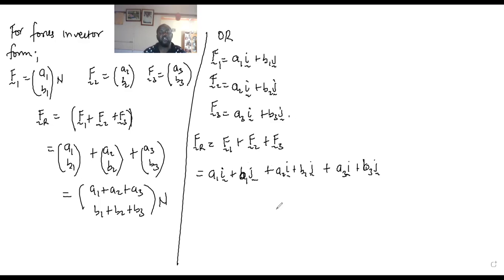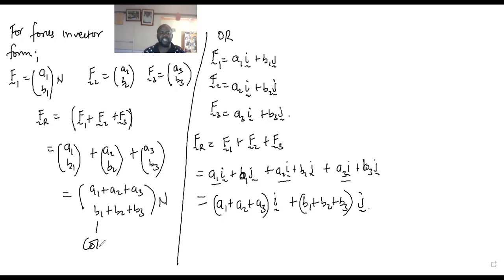Then go and connect the I's together. There is this I, this one, and this one. Then you'll have A1 plus A2 plus A3, close brackets, all this is I, plus B1 plus B2 plus B3, and all these are J. So writing this, this is called a column vector. Then this one is in the IJ notations. So you can leave the answers in terms of IJ notations, or you can use column vectors.